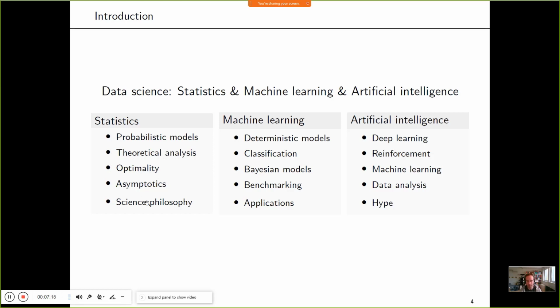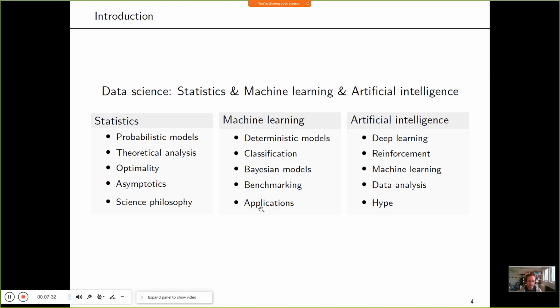So that will be a little bit clearer for people who study data science, because there, when we did the statistics, we emphasized these optimality and asymptotics a little bit more. And if you want, statistics is a little bit more on the big picture science philosophy field.